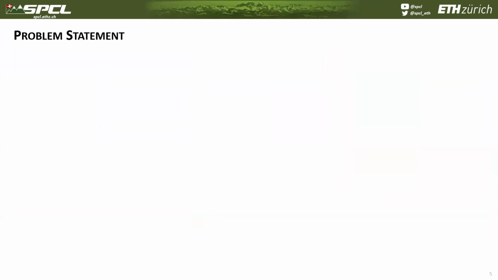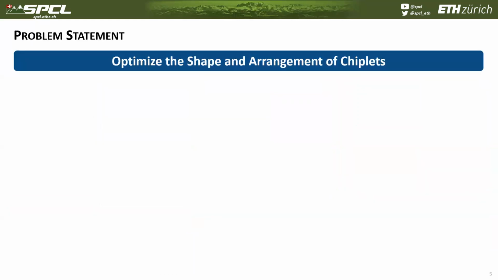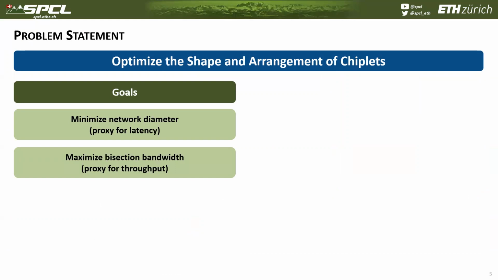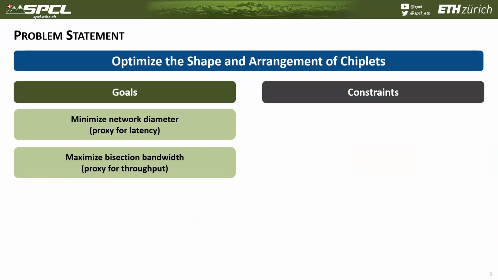So let's formulate a clear problem statement. In our work, we want to optimize the shape and arrangement of chiplets such that we minimize the network diameter, which we have as a proxy for the latency, and we maximize the bisection bandwidth, which we have as a proxy for the throughput. We also have some constraints. We are only interested in arrangements where the chiplets all have the same shape. This is because manufacturing chiplets with the same functionality but different shapes would increase the design and manufacturing complexity.